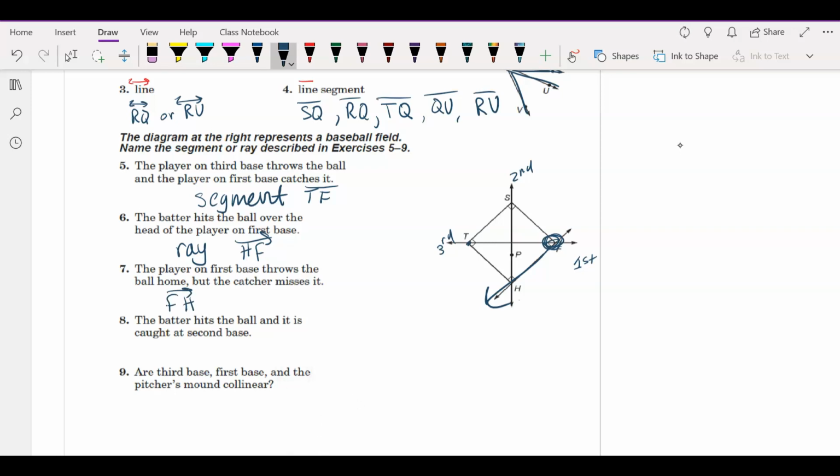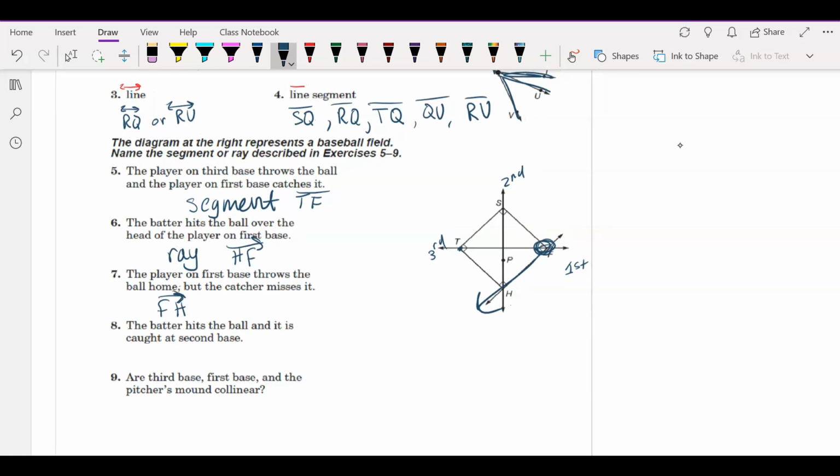All right, so I'm hoping that we are understanding. Oh, actually, let me do this last question. Are third base, first base, and the pitcher's mound collinear? So third base, first base, and home base. Are those collinear? No, right? They kind of make up a triangle.